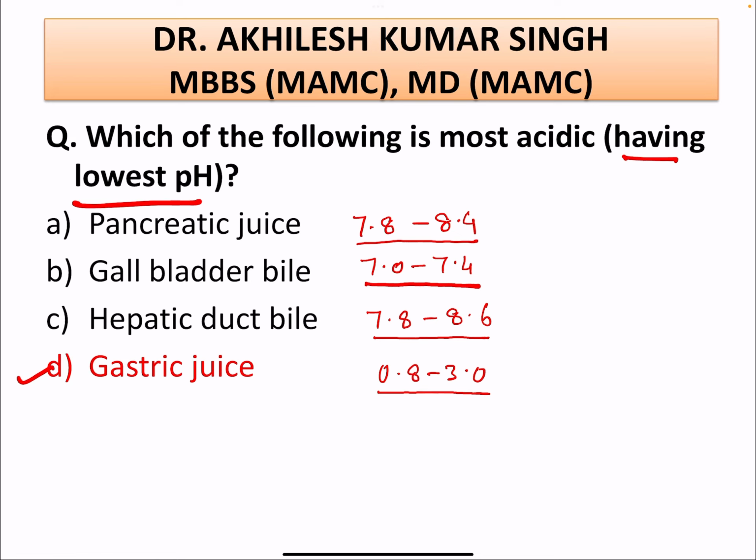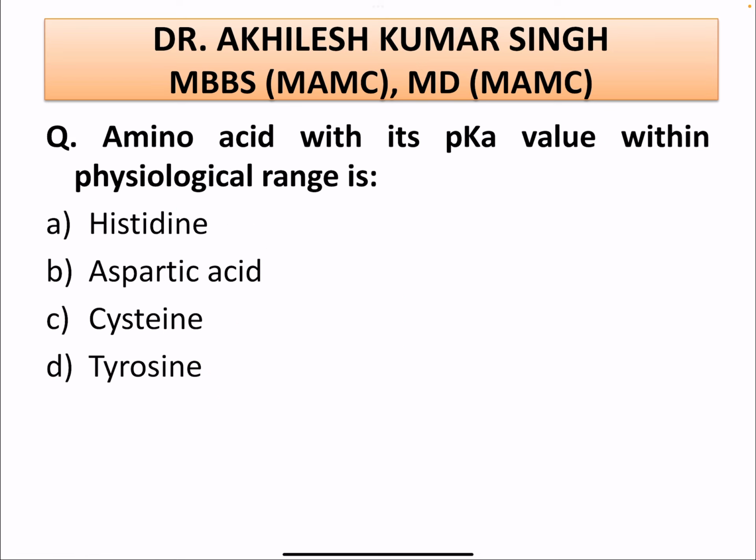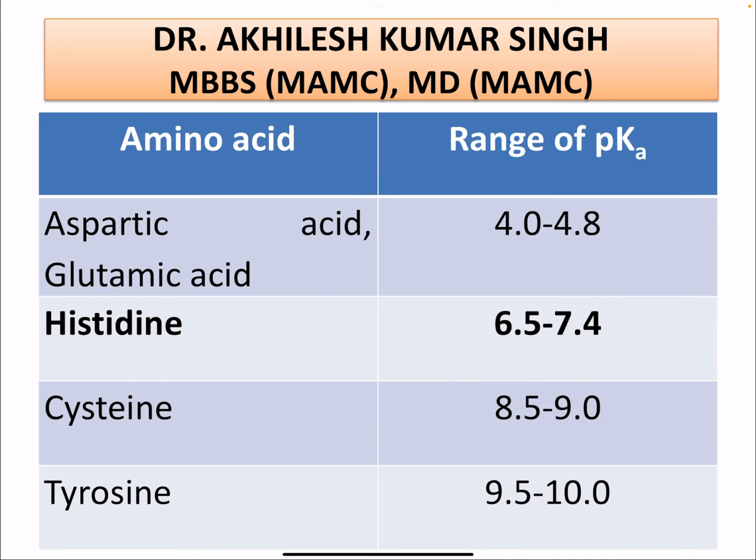Now let us look at another question. This question is on the value of the pK. pK means the dissociation constant here. Which amino acid has its pK value within the physiological range? The physiological range means a pH near the pH of the blood, that is 7.4. So of the given options, which one has the pK value near the pH of our blood? Let us look at this table here, with the amino acids and the range of their pK, the dissociation constant.